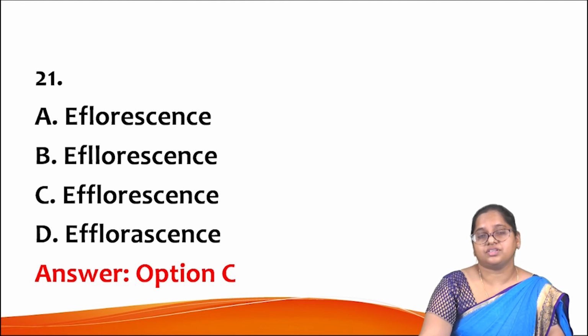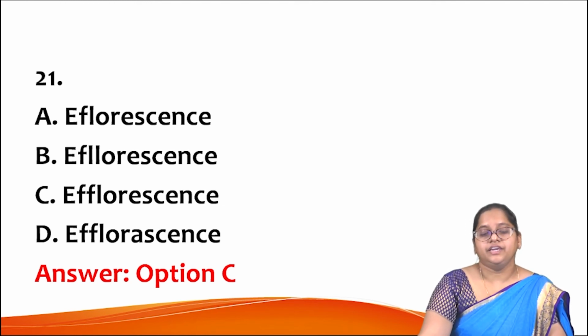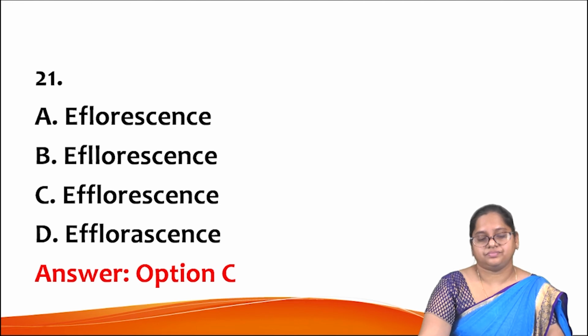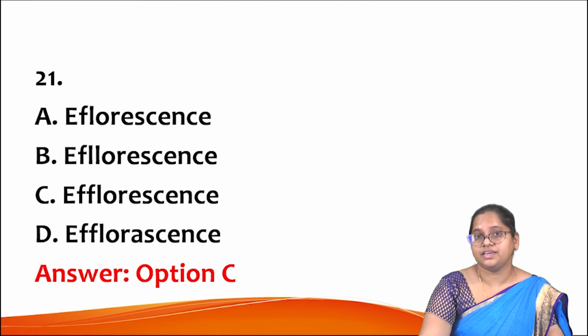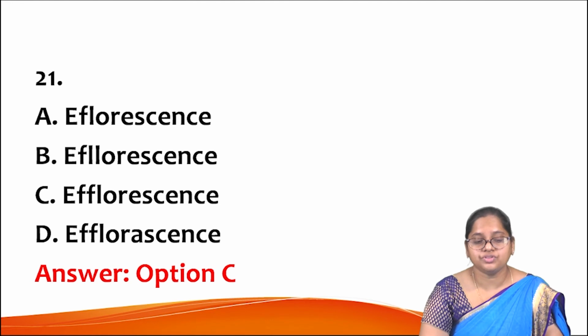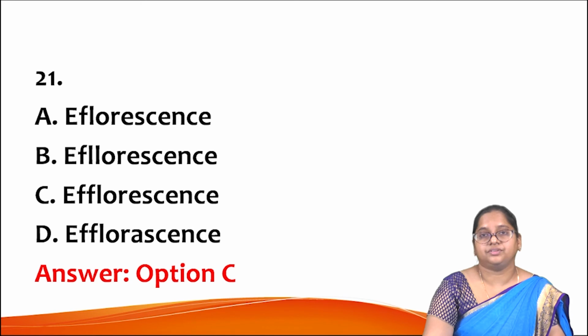Next, 21. Efflorescence. Option C, efflorescence. So that is the right option. You don't use one single F here. You use double F here.